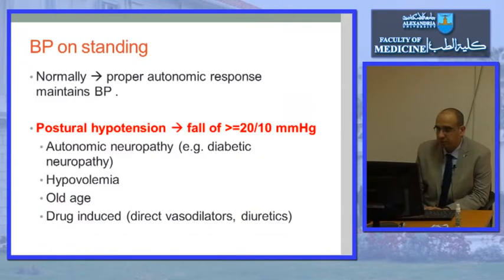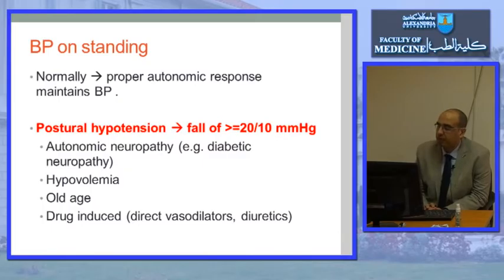peripheral vascular disease. As I told you before, we should measure blood pressure after letting the patient stand for 1 to 2 minutes. This is very important to diagnose or to think if there is postural hypotension or not. Normally, when the patient stands, there is increased vasoconstriction, and the autonomic response will try to maintain the blood pressure. We usually find there is a slight drop in the blood pressure after the patient stands for 2 minutes.